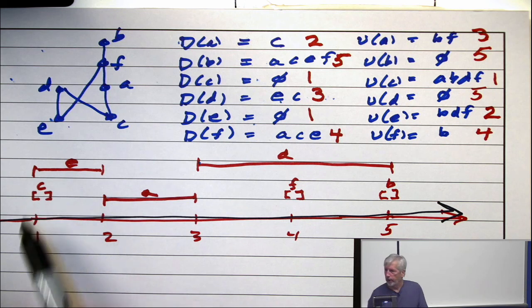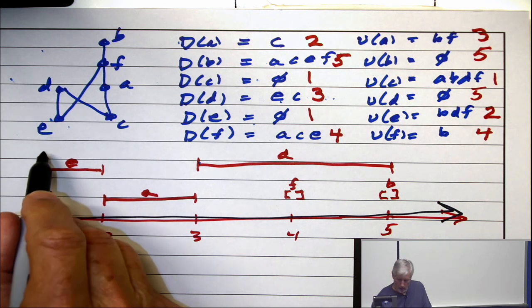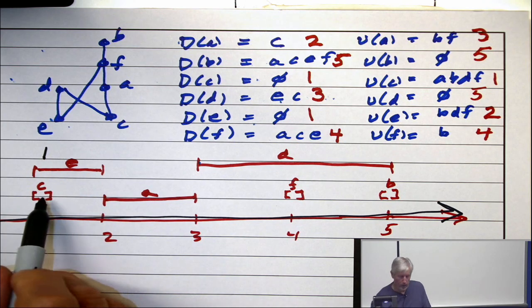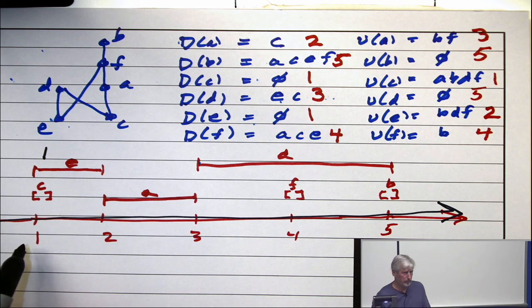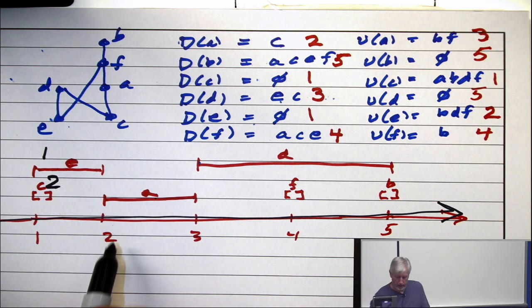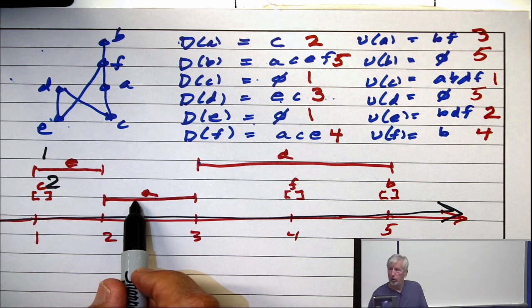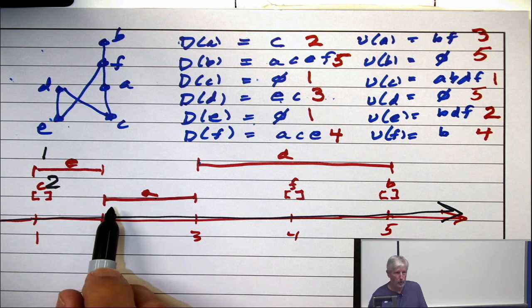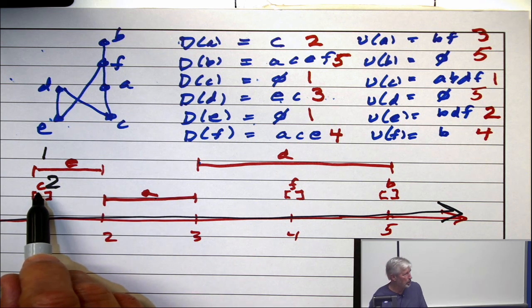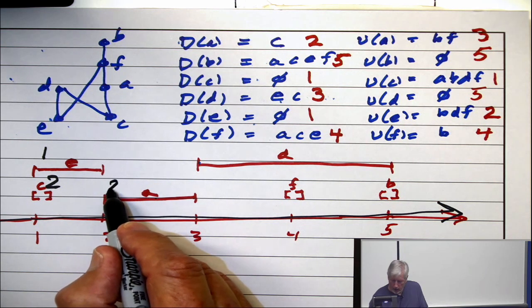So let's just do it vertically. Let's color E first. What color does E get? One. Now we color C. What color does C get? Two. Now we color this one. What color does this get? What color does this get? Two. The least legal color that this one can have is two. It can have two because it doesn't overlap this two. Can't have one because it overlaps one. So the least legal color here is two.